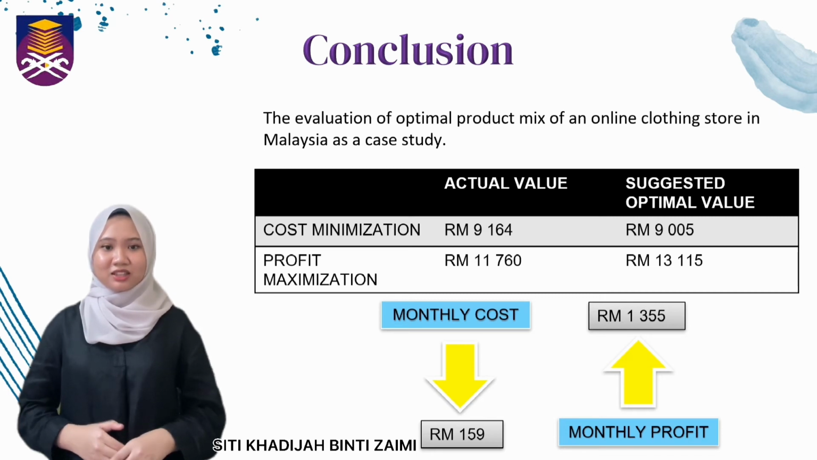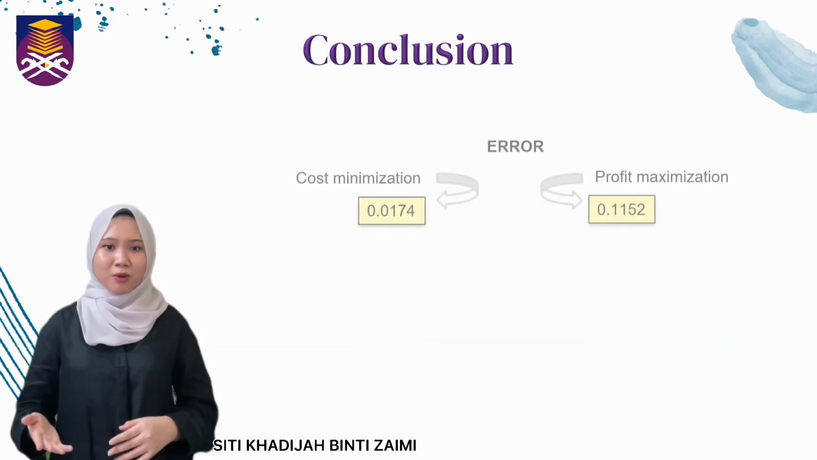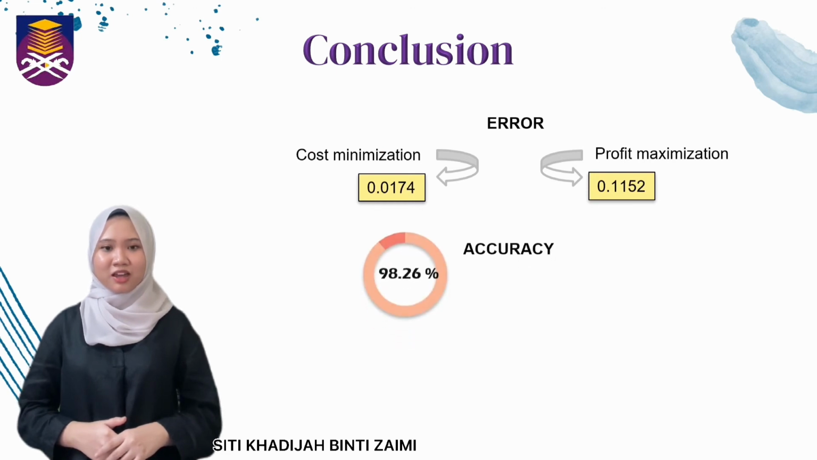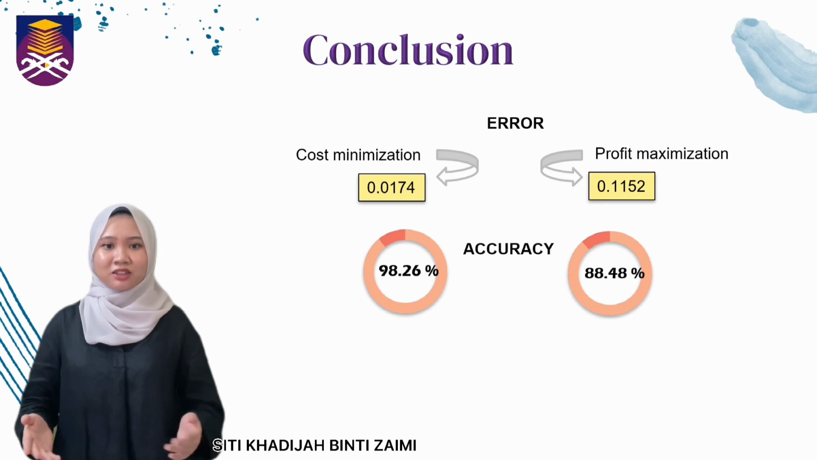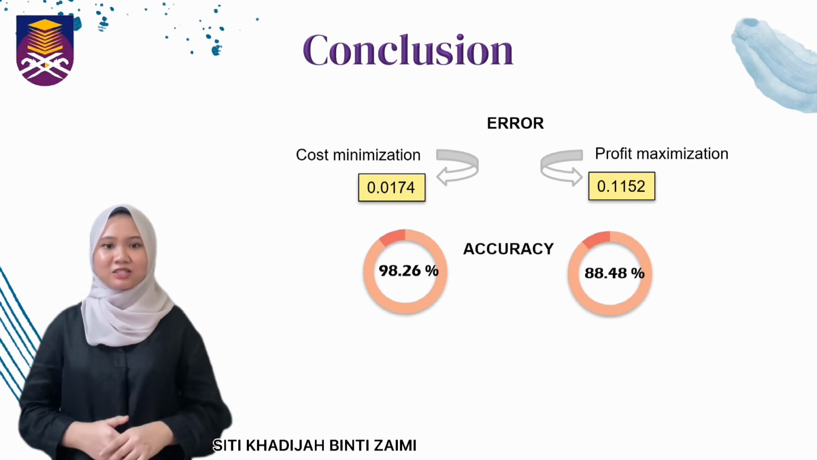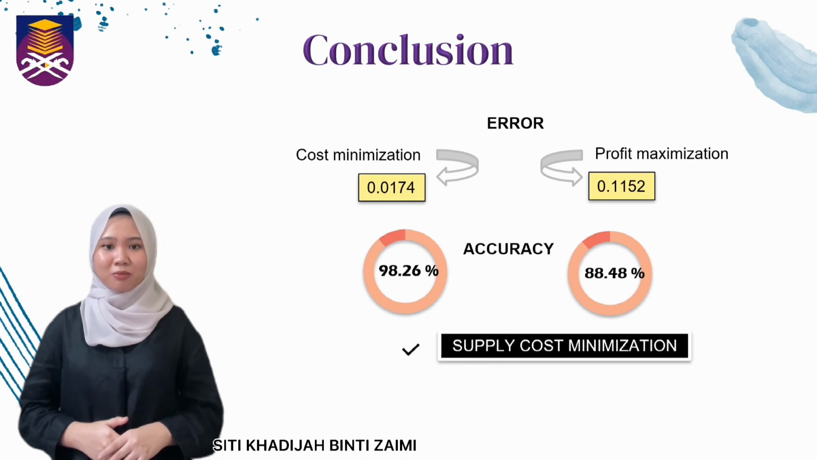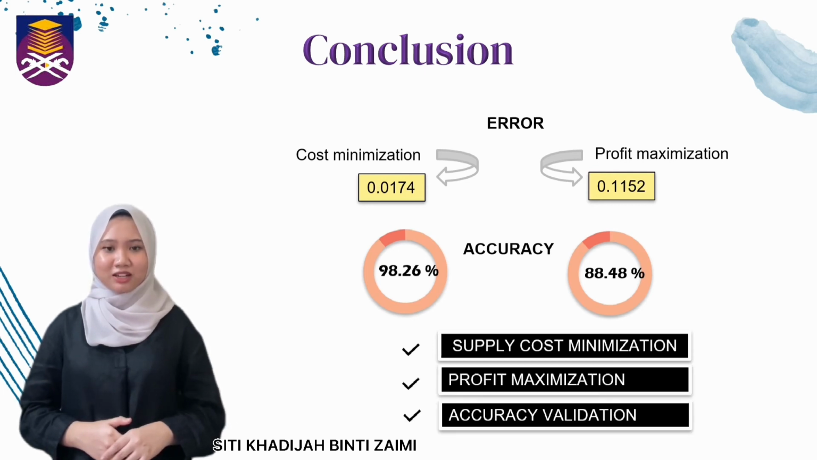It is proven that the linear programming method is far more efficient than the empirical trial and error method, as the percentage errors for cost minimization and profit maximization are near to zero and have high accuracy, so the suggested values are reliable. Therefore, it could be concluded that the entire objective of this research has been accomplished, as the optimal product mix obtained using the linear programming method has minimized the total supply cost, maximized the profit gain, and the accuracy of the method has been validated.